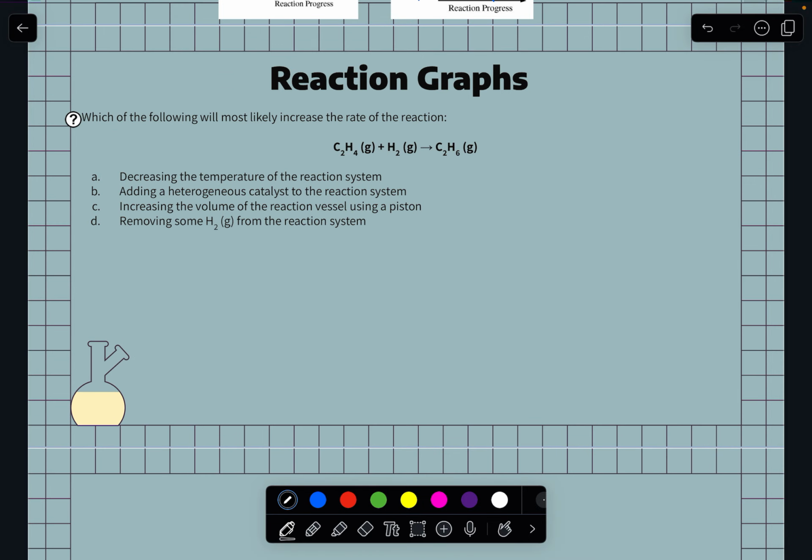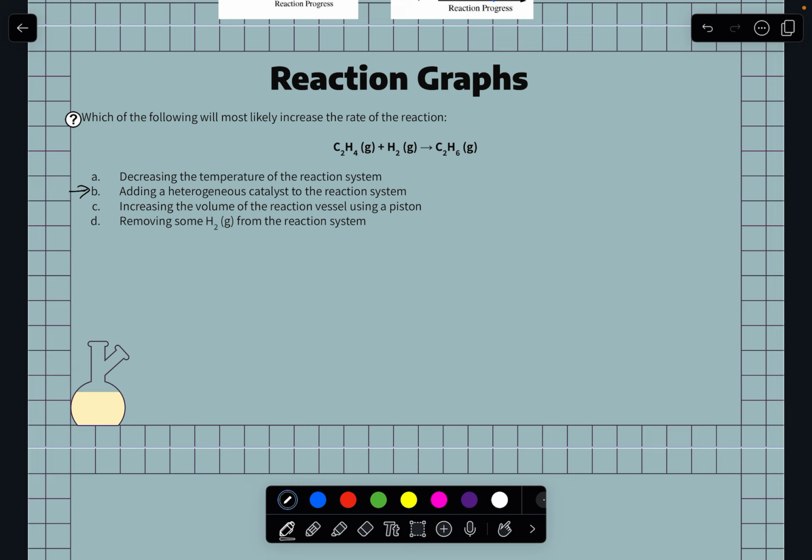And then for this question, which of the following will increase the rate of the reaction? I'm going to let you guys think about this. So if you need to pause the video, take a minute, use your notes if you need to. This was from the first few slides talking about the rate of reactions. But our answer here should be B.